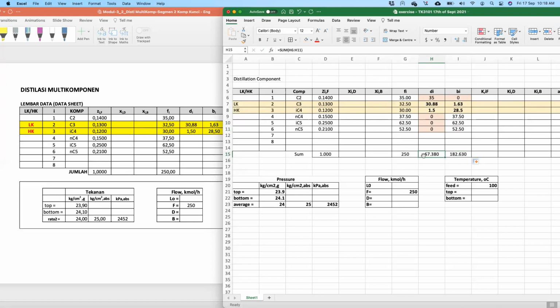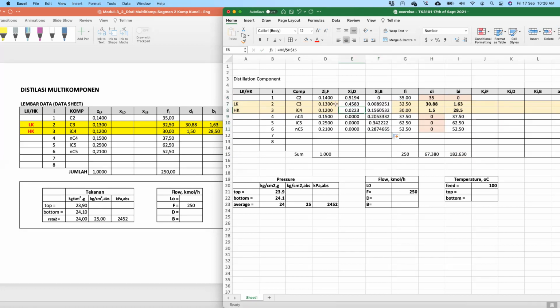Okay, so then we have 67.380 in the distillate, and also 182 in the bottom. The next step is to find the x_iD, which is the composition of the distillate. You can do that using the amount of each component in the distillate divided by the total in the distillate. This is nice. With a similar approach, we can also find the composition of the bottom by dividing B_i by the total of B_i. So we can have that there.